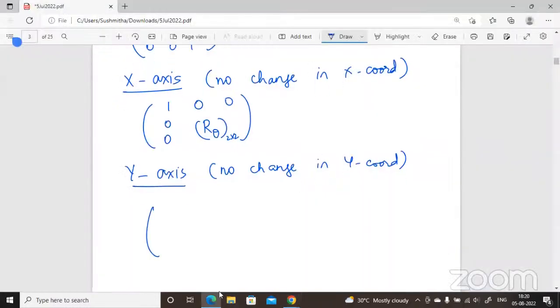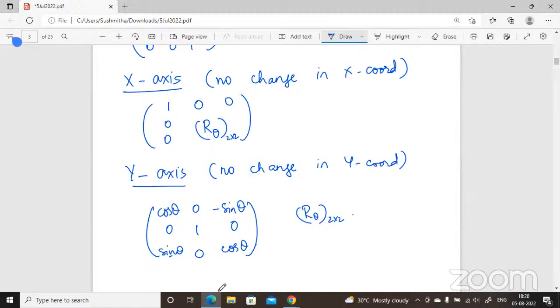Okay, so in this case, 0, 1, 0, 0, 0. So this is how it's going to be. And then in the remaining portions, the 4 slots, R theta is going to occur. So that's going to be cos theta, minus sin theta, sin theta, cos theta. So you can easily remember the 3 cross 3 rotation matrices like this.